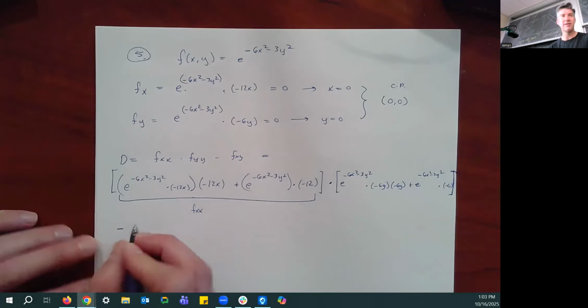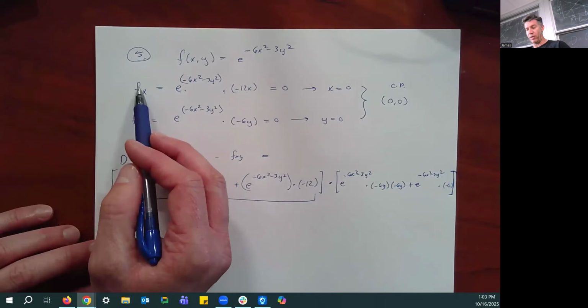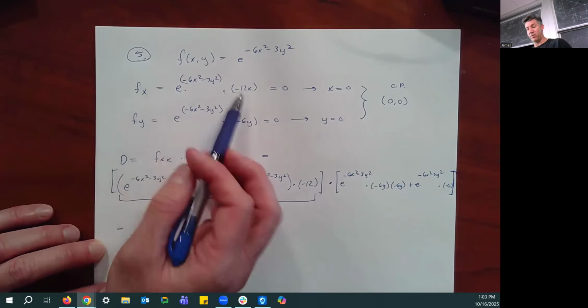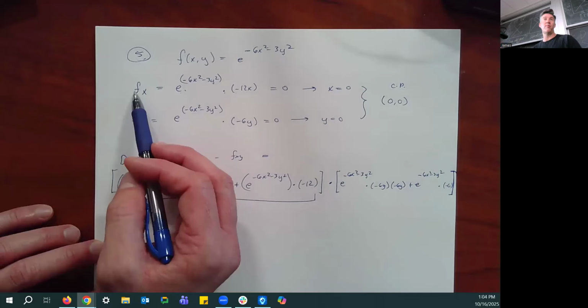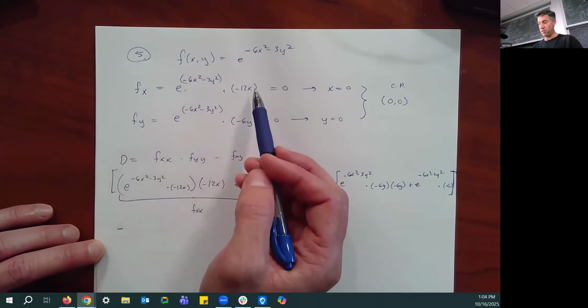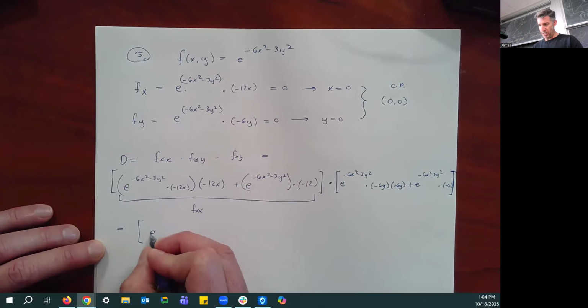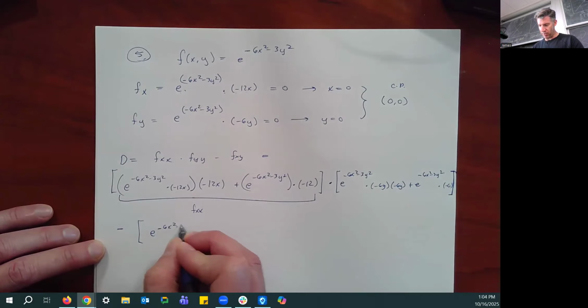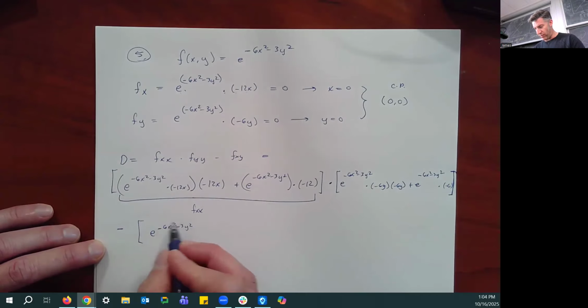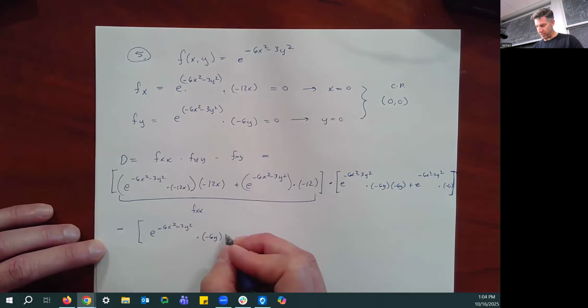Minus fxy squared. Fxy is at least a little bit less terrible because we don't have to use the product rule here. If you take your derivative already with respect to x and take the derivative of this with respect to y, we don't have a product of variables anymore, right? We have a function of y times a constant. So the derivative of this with respect to y is going to be e to the negative 6x squared minus 3y squared times the derivative of that, which is again a negative 6y, and then that negative 12x is still hanging out there.